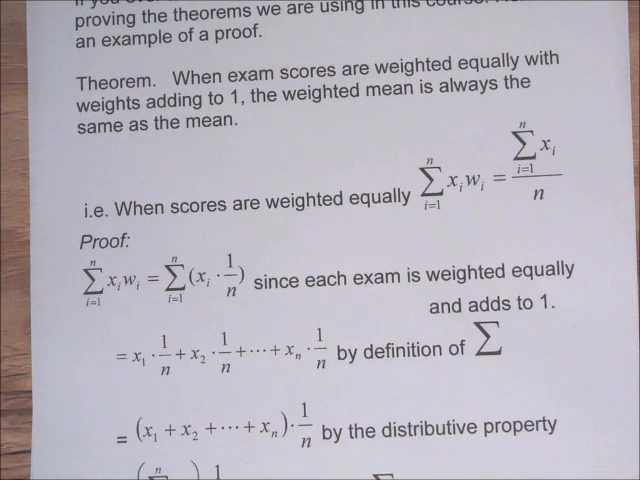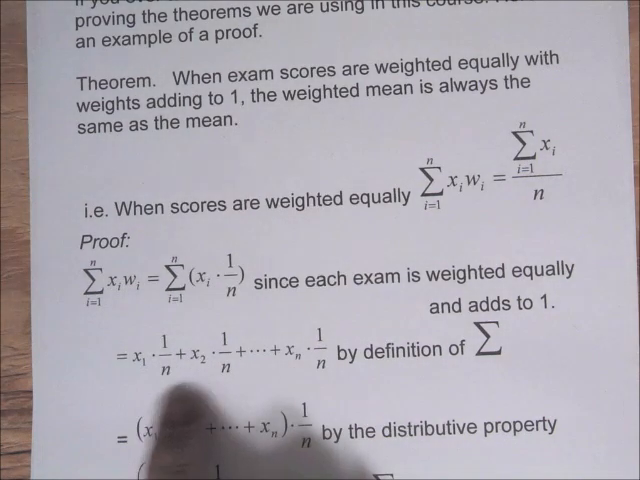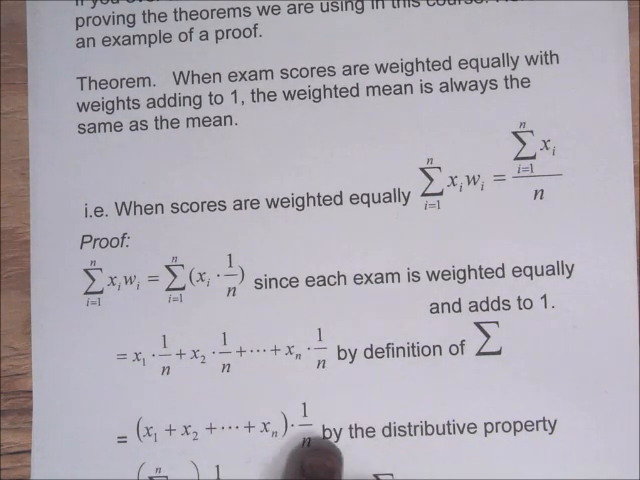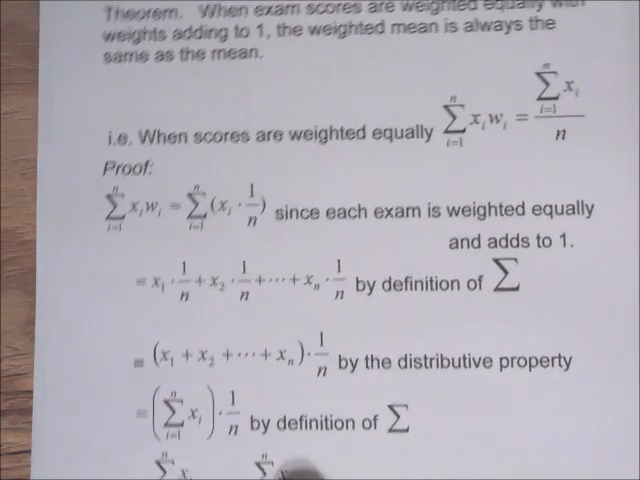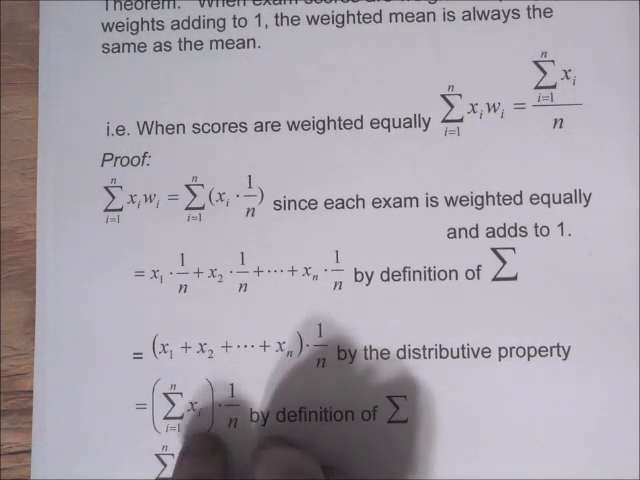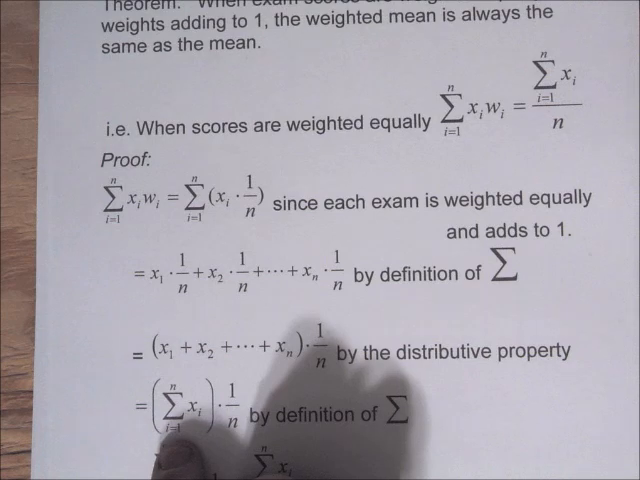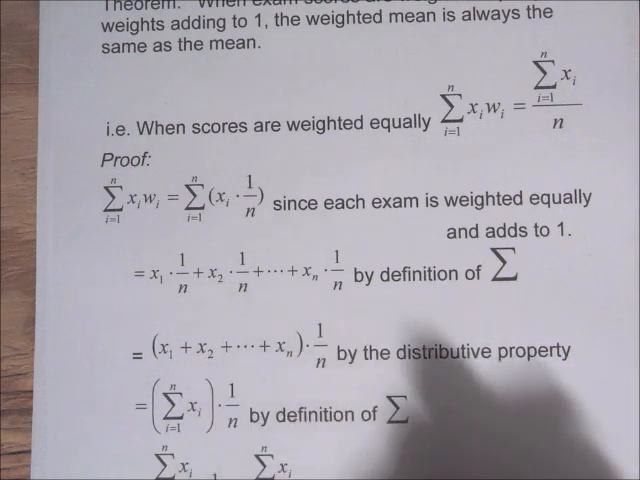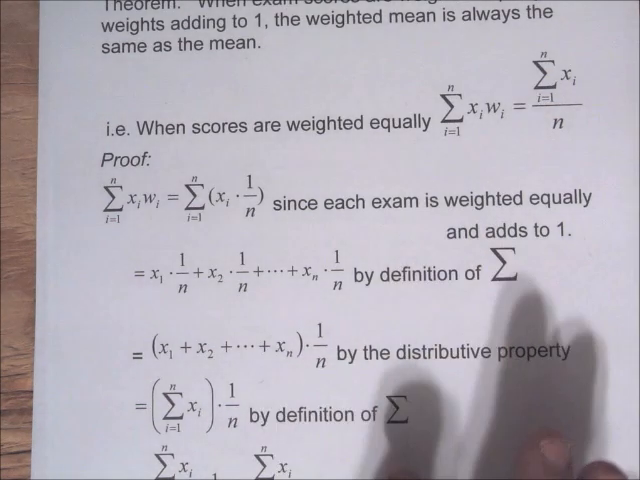And then we can use the distributive property. We have a common factor of 1 over n. We can factor that out outside parentheses. So inside parentheses, we have x_1 plus x_2 plus etc. plus x_n, and then outside parentheses, the whole thing is times 1 over n. Then we can go back to sigma notation again. So x_1 plus x_2 plus etc. plus x_n, in sigma notation, is the sum as i goes from 1 to n of x_i. And then just copy the 1 over n here.